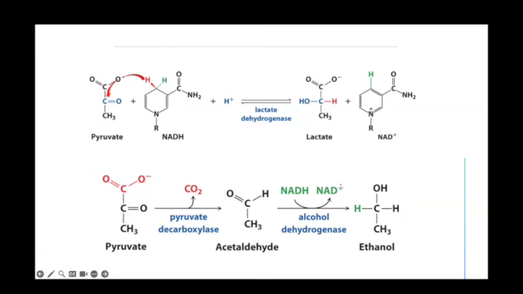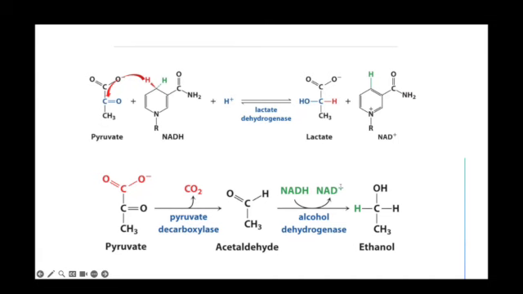And in order for that to still continue, we need to regenerate our molecules of NAD+. So in lactic acid fermentation, we have pyruvate, which takes hydrogen from the NADH molecule. So NADH gets oxidized, pyruvate gets reduced, and we have lactate. This is catalyzed by lactate dehydrogenase, and then we get our oxidized NAD+ molecule again.